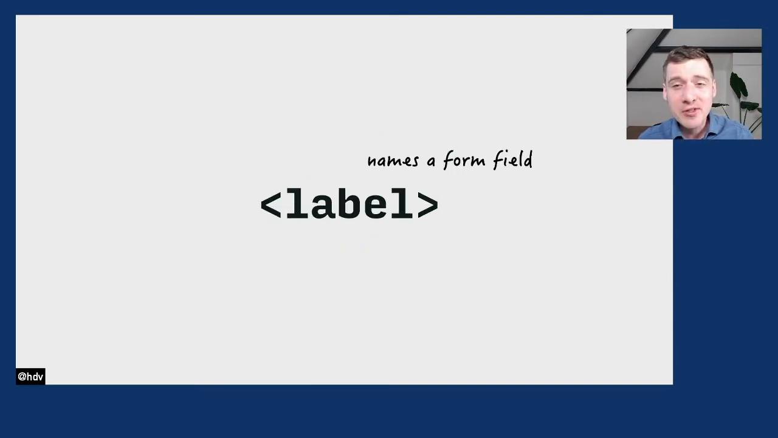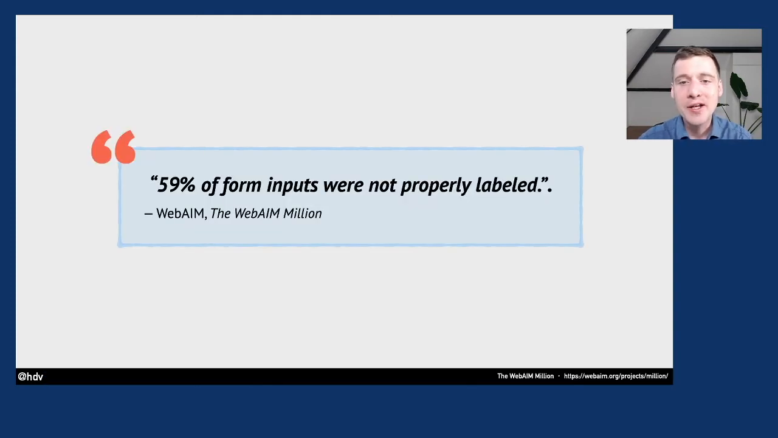Similarly, a label tag names a form field. So whenever you use a form field, you want to use a label tag to make sure that that form field has a unique name. Again, in the WebAIM Million, they said that 60% of inputs were not properly labeled. So it's a really big issue. And what happens on a screen reader is that it's going to read out, here's an input, but it's not going to say what the input is for.